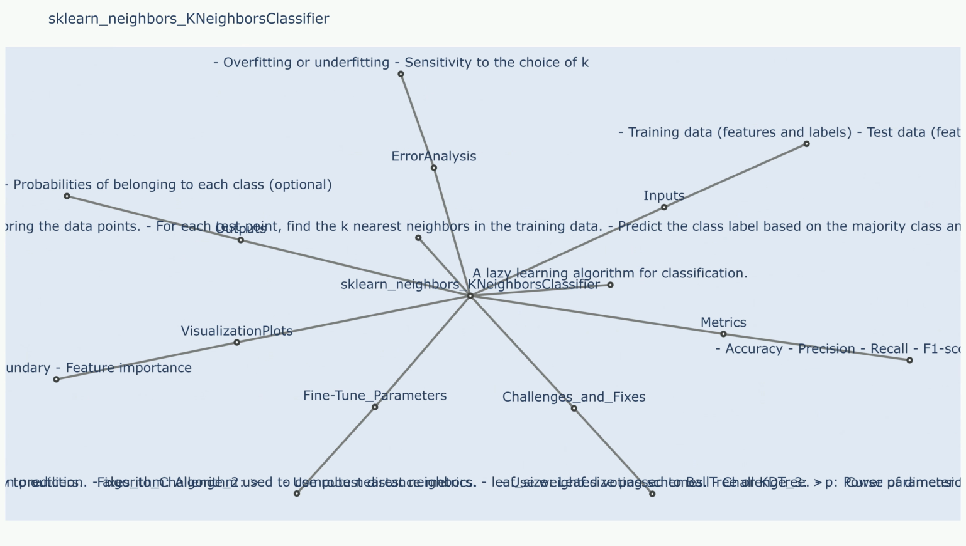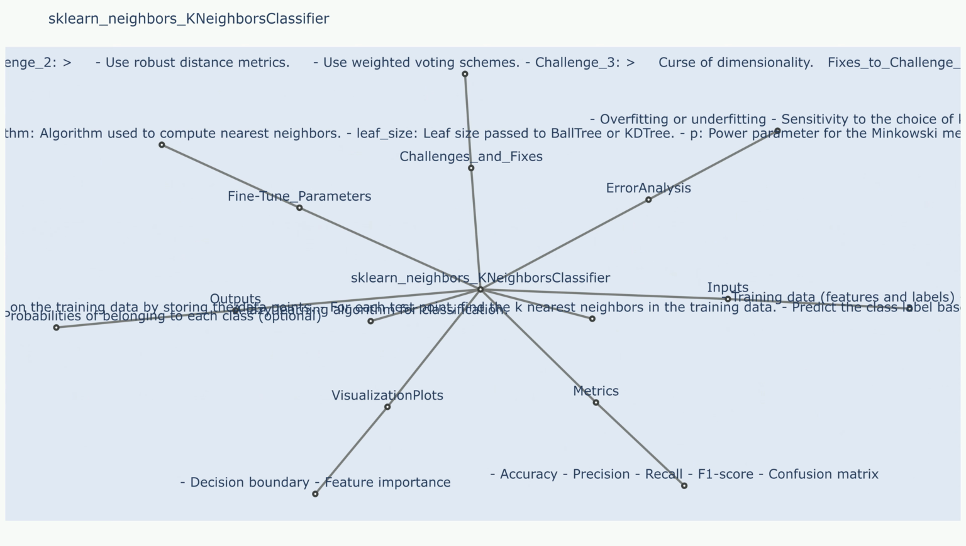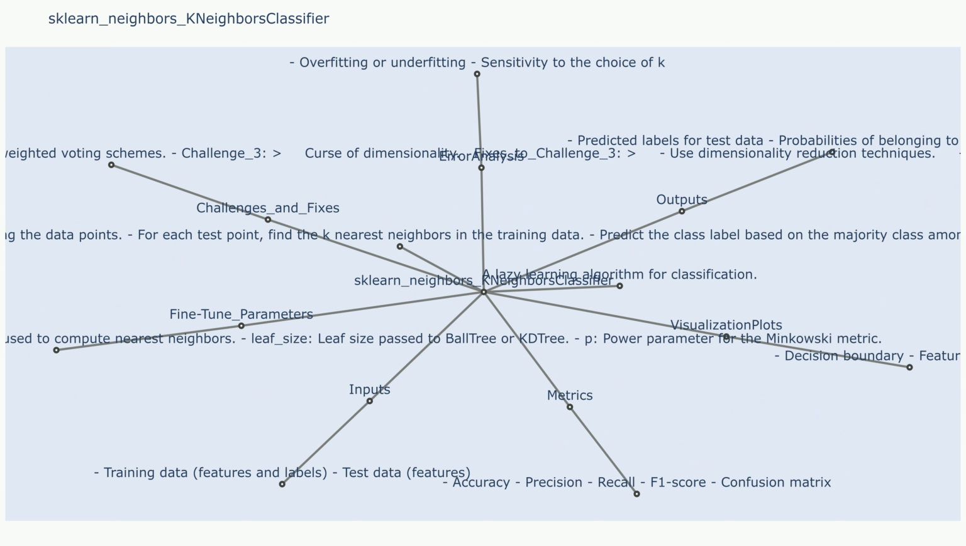Visualization plots. Decision boundary plot visualizes the decision boundary separating different classes in the feature space. Scatter plot shows the distribution of data points in the feature space, color-coded by their classes. Fine-tune parameters. N neighbors, the number of neighbors to consider for classification. Weights, the weighing scheme used to weigh the contributions of neighbors. Options include uniform, all neighbors contribute equally. Distance, neighbors closer to the new data point have more weight.